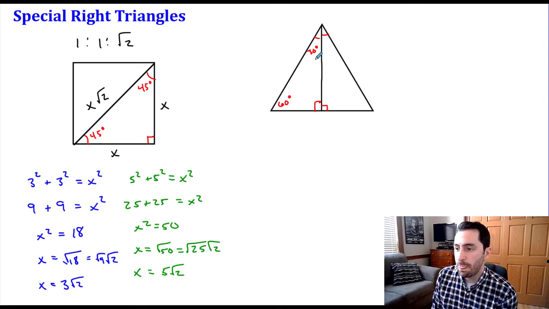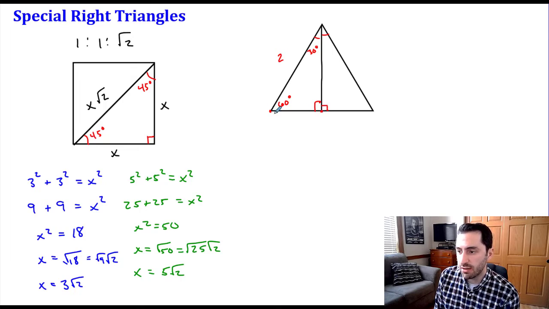Now, let's say the side lengths of our equilateral triangle, let's say that this was 2, for example. When I drop in that altitude, it takes this other side and splits it right in half. So if that's the case, then this side length of the triangle, from the vertex here to where this altitude is, that's going to be half of 2, which is 1.